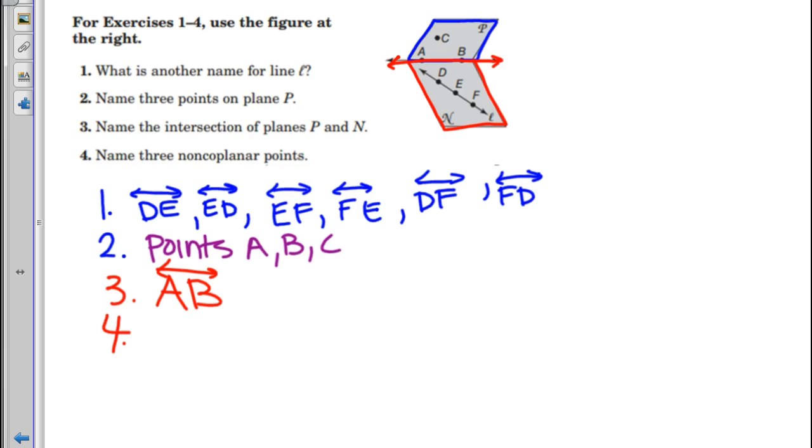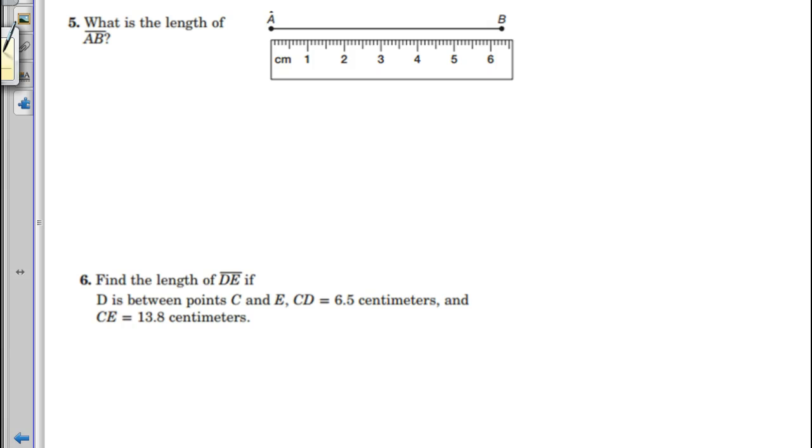Number 4, name 3 non-coplanar points. So 3 points that are not all in the same plane. We have a lot of different combinations here. I can choose A, B, and E. You could choose D, E, and C. As long as you have 2 points in one plane and 1 in the other. Remember, don't choose A and B because they are in both planes. So they would end up being coplanar with the 3rd point that you choose. So lots of combos there. Lots of choices. We like to have lots of choices, don't we?